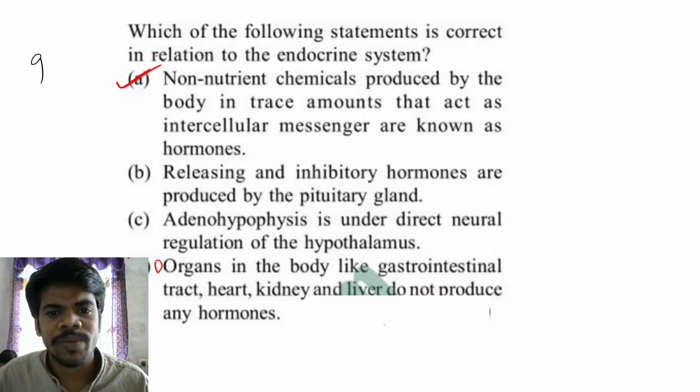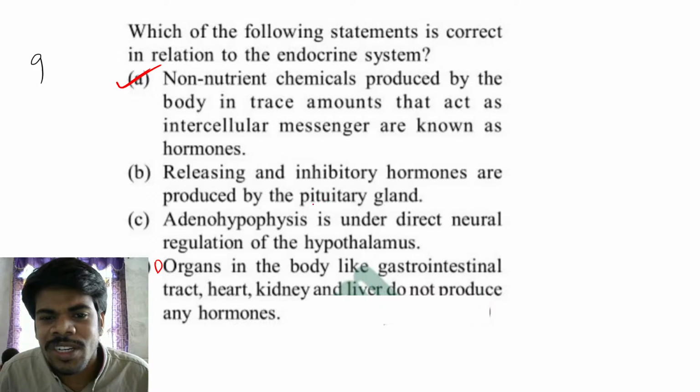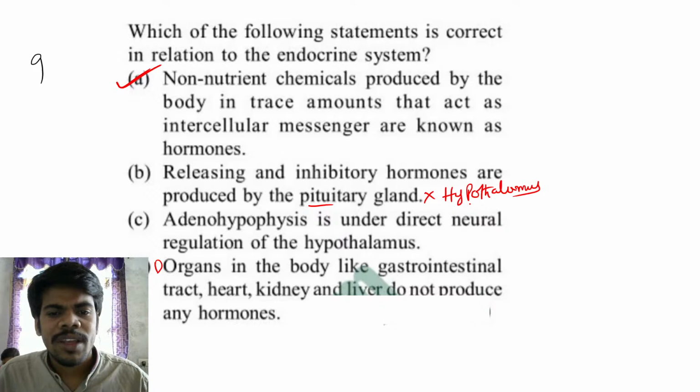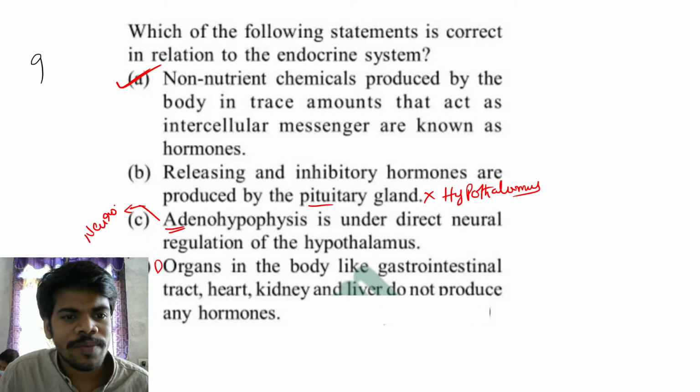Come to the second option. Releasing and inhibitory hormones are produced by what? It is not the pituitary gland. It is the hypothalamus. Next, adenohypophysis is under direct neural regulation of the hypothalamus. No, it is not adenohypophysis. It is neurohypophysis.